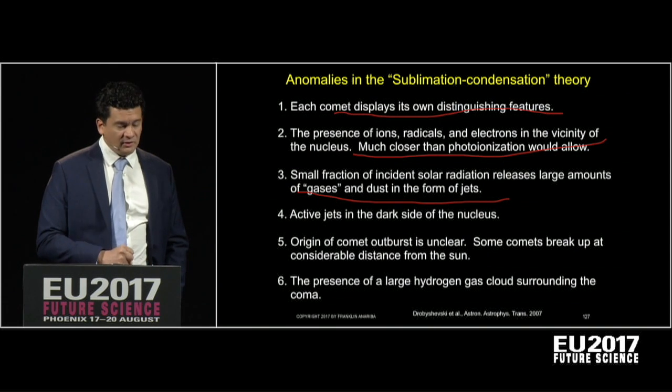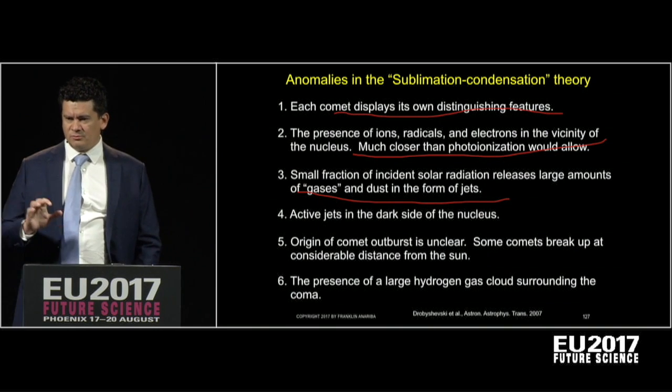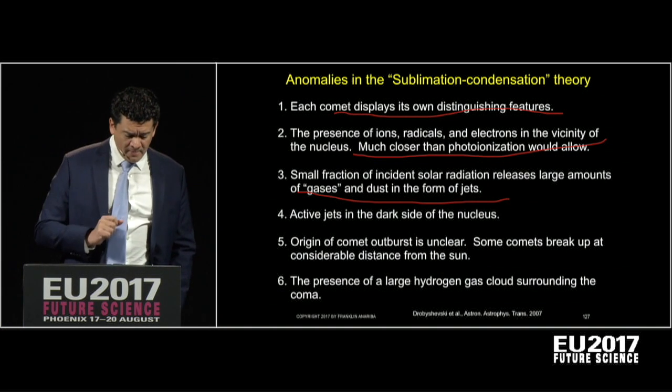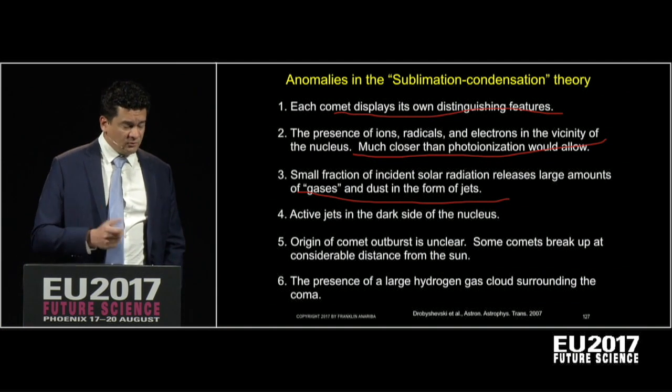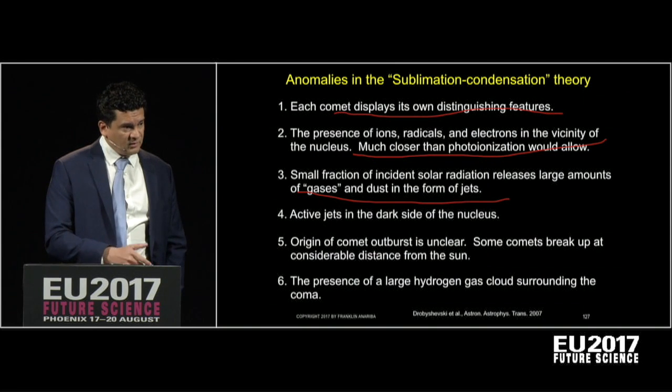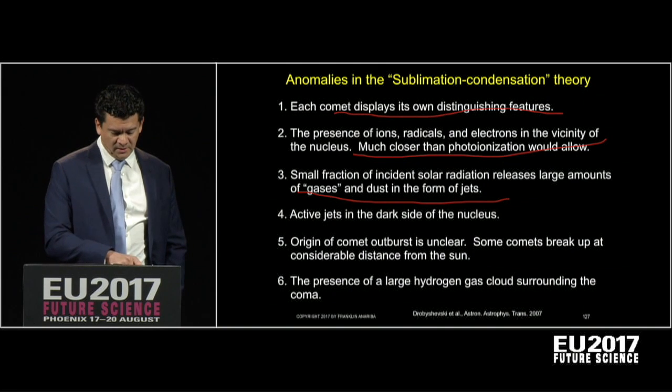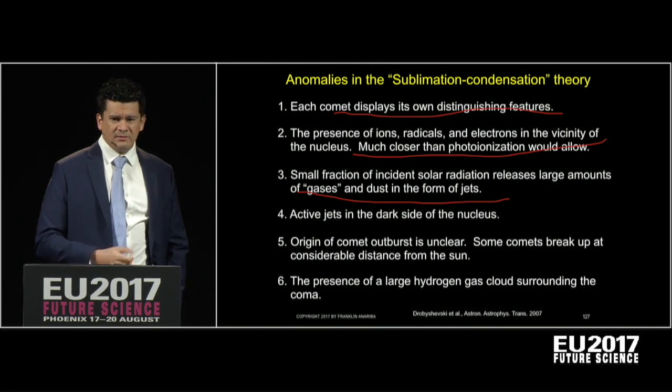There are active jets on the dark side of the nucleus, which are not exposed to solar radiation. This is something that I talked about before. I'm not going to talk about it this time, but it is a point to keep in mind. And the origin of comet outbursts is still not clear. I think some of you mentioned looking at it from the electrical perspective, as a capacitor. The presence of a large hydrogen gas cloud is something that I talked about the last two times, so I will not cover it this time.